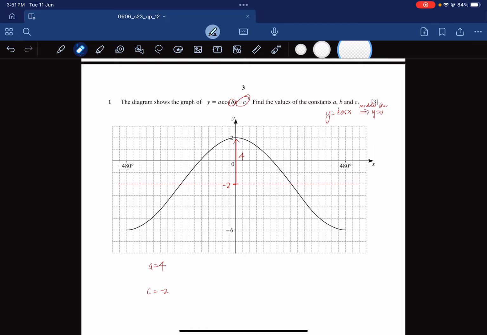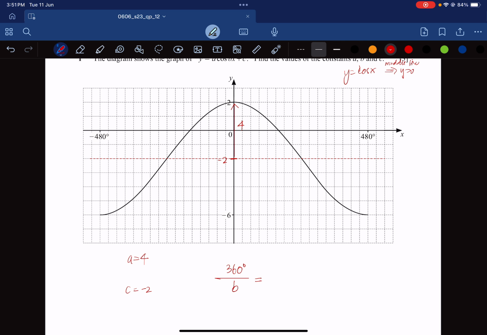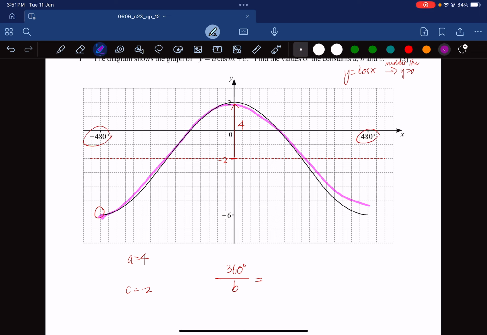B is something relevant to the period. We know that the original period is 360, and 360 over B, the original period divided by B, gives us the new period. The new period here is from -480 to 480. From this point to this point, we have one period. So one new period is 480 times 2, 960.